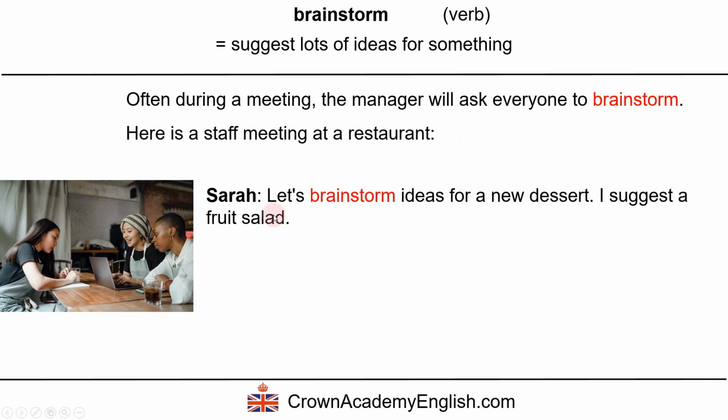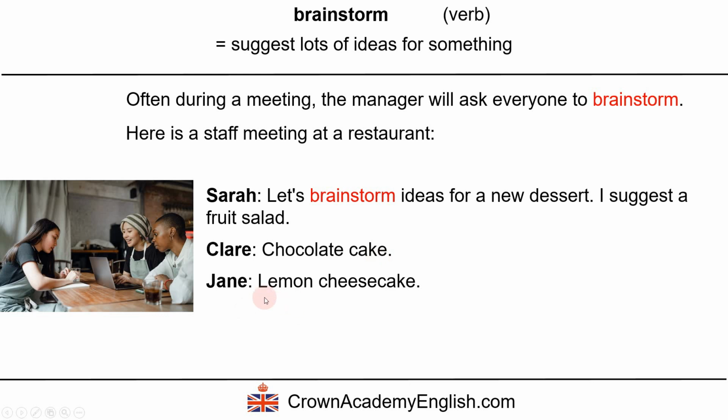So Sarah starts with her own suggestion. I suggest a fruit salad. And Claire replies with chocolate cake. And Jane replies with lemon cheesecake. So here they are, the 3 members of the team are all making suggestions of ideas for something. So we can say that they are brainstorming. Okay, so they're coming up with lots and lots of ideas.